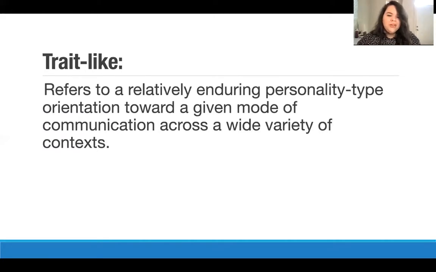Trait-like communication apprehension is relatively enduring. It's a personality type orientation toward a given mode of communication across a wide variety of contexts. So you may always be nervous to call someone on the phone or always be nervous to give a speech in front of people. But there are ways to manage that anxiety. So think of trait-like as a personality type, maybe a shyness that you have, or an apprehension that you have when it comes to a certain form of communication.